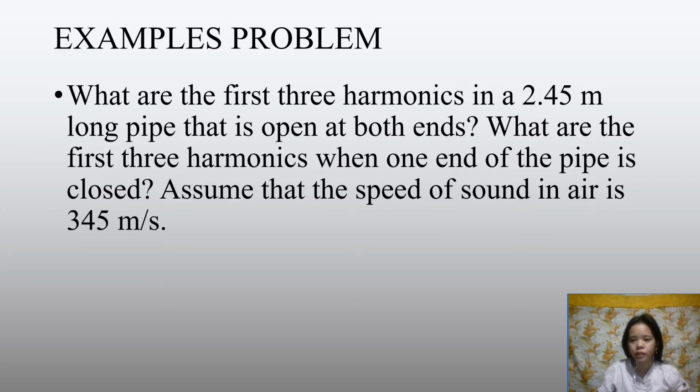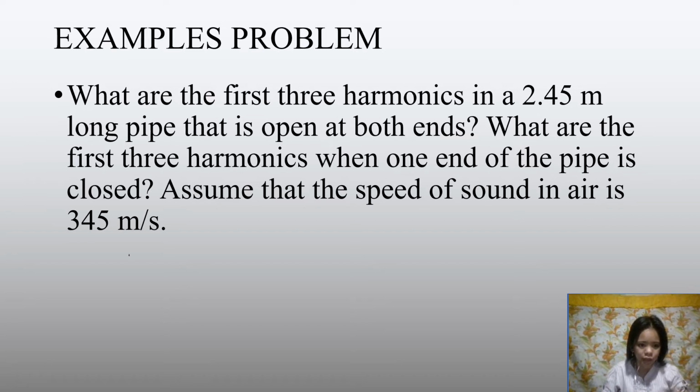So let's try a simple problem. They have given us: what are the first three harmonics in a 2.45 m long pipe that is open at both ends? What are the first three harmonics when one end of the pipe is closed? Assume that the speed of sound in air is 345 meters per second. So they have given us the velocity.